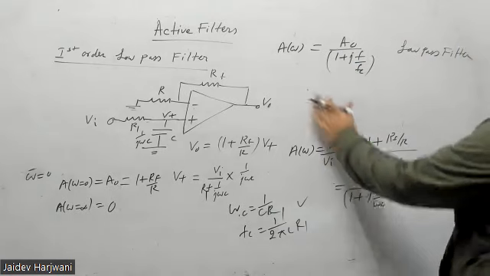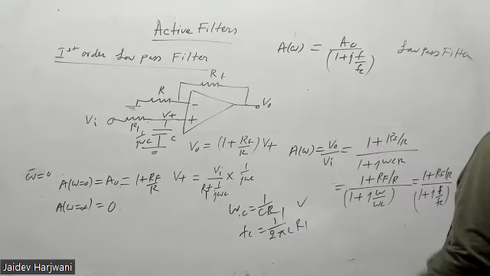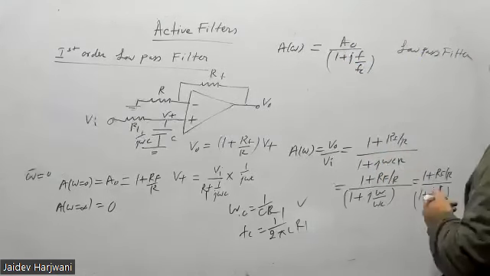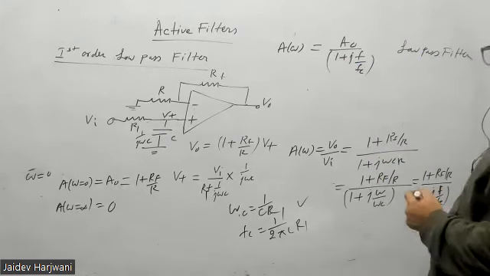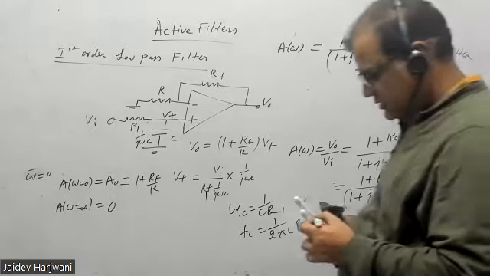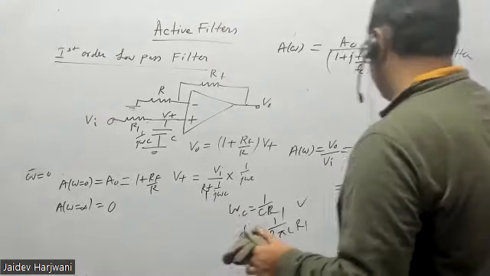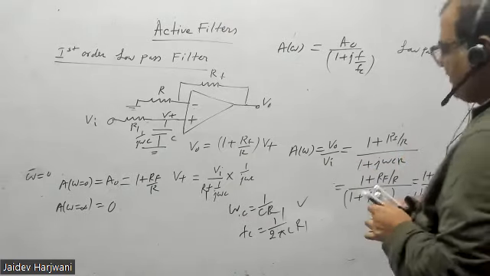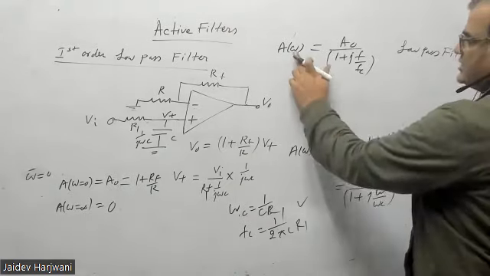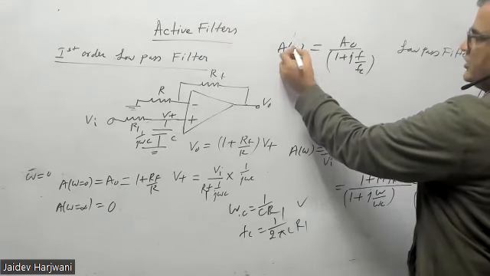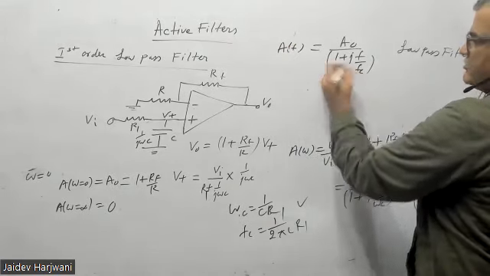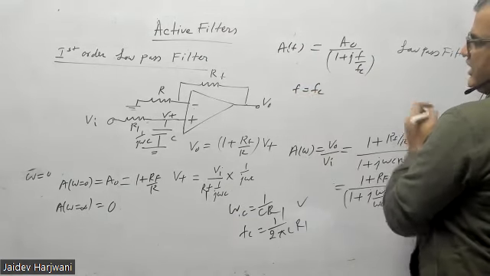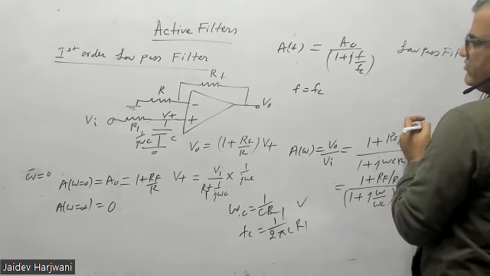Now, this gain is a function of frequency, so it will change with frequency. Now we have to see how it will change. Let us find out that one. So up to here, everything is clear to you. Now, gain is dependent on frequency, whatever frequency you put, you'll get the gain at that frequency. Now if you want to find F equal to FC, what is the gain?